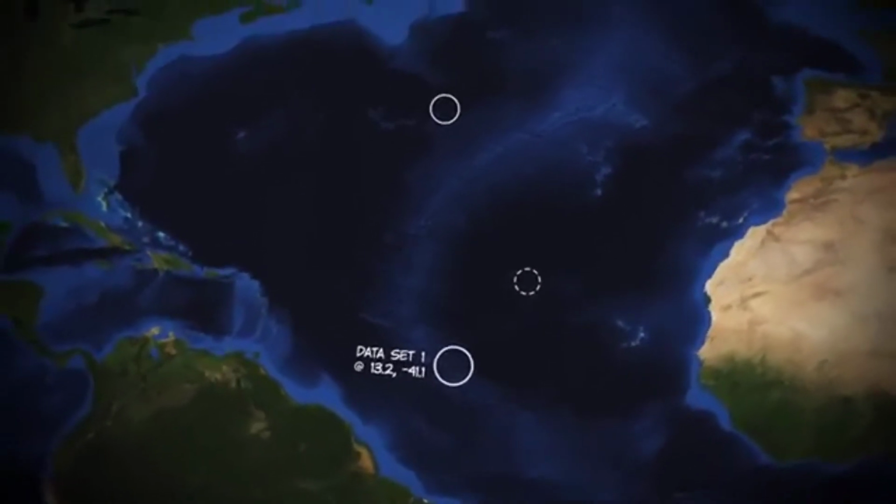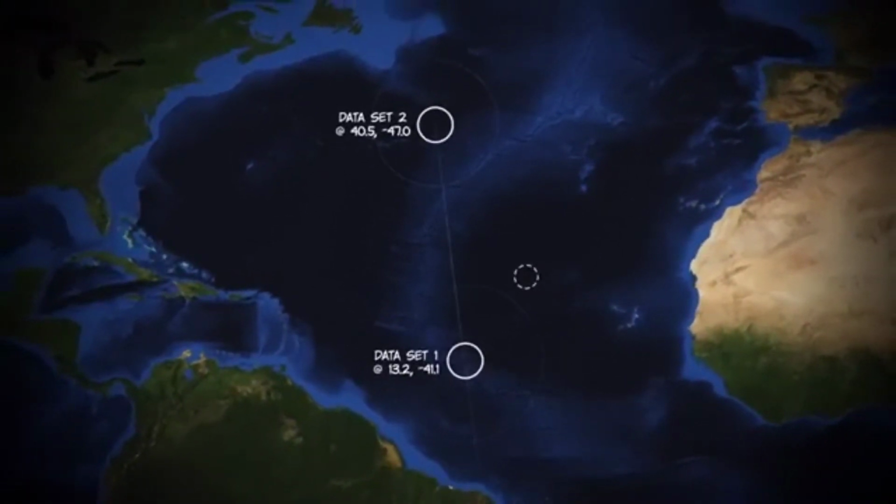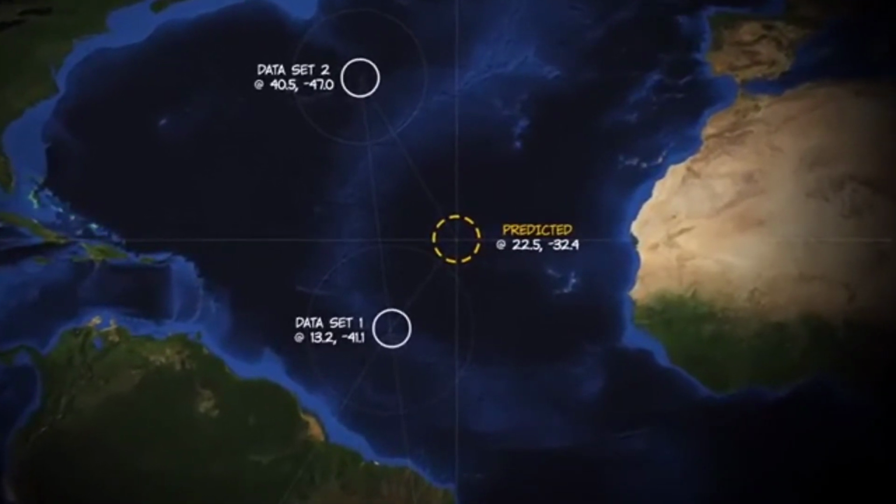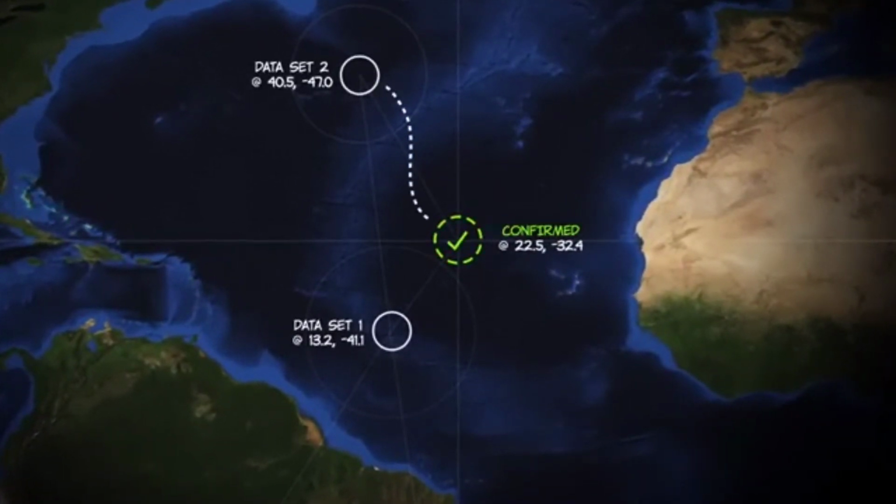So let's say you're talking about viruses and you have data from one place and data from another place. A model helps you predict what the data should be here where you haven't gone yet. And then you can go out and actually see if your model is correct.